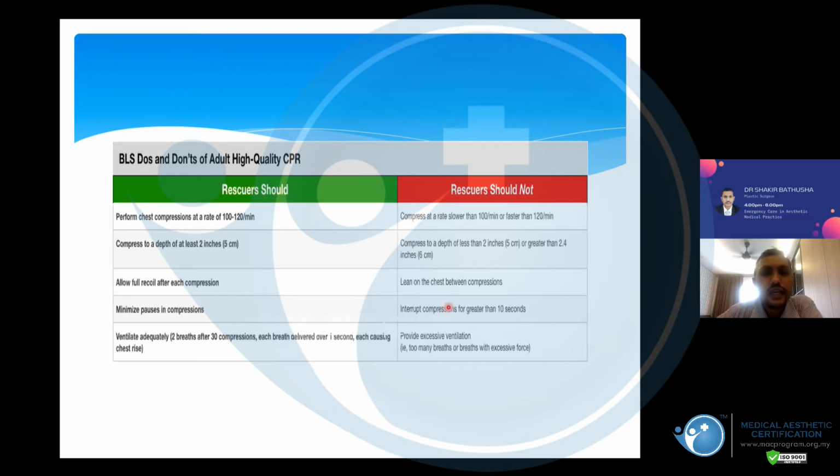If, let's say, there is abundance of interruption between compressions, you may not be able to achieve this 100 to 120 effective compressions per minute during your CPR. Okay.